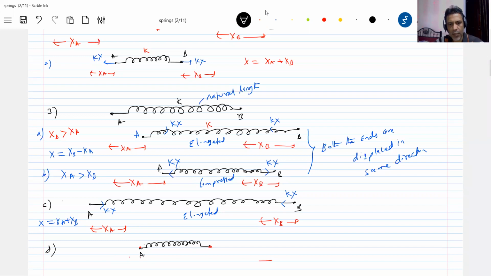And this is the position of A and B. So both the ends got compressed, no? XA and this is XB. Now, what is the state of the spring now? So it is said to be compressed. Again, what is the elongation? What is the compression? You have to write XA plus XB. Then how the spring forces you will show. So it will be in this direction.